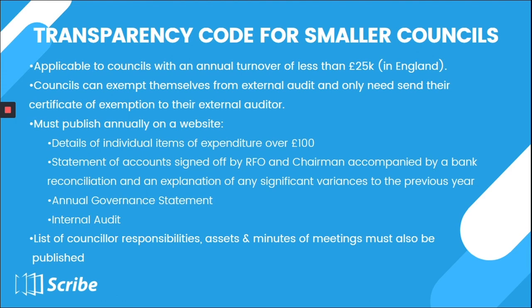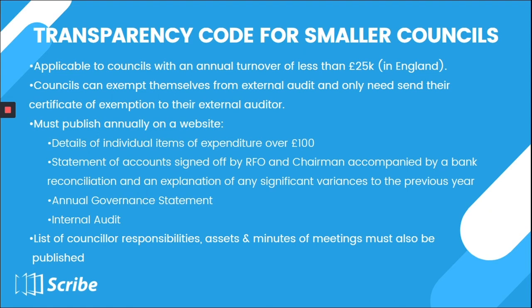So once you're in a position where you know that you're not going to go over the £25,000 and you wish to exempt yourselves, hold a council meeting, sign off the certificate, and once you've done that, send it off to the auditor. You still therefore need to publish information on your website, which includes details of individual items of expenditure over £100, statement of account signed off by the RFO and the chairman, accompanied by a bank reconciliation and an explanation of any significant variances to the previous year, the annual governance statement and the internal audit. So all the elements that make up the AGAR itself need to be completed and published. It's just that you're not sending them off to the auditor.